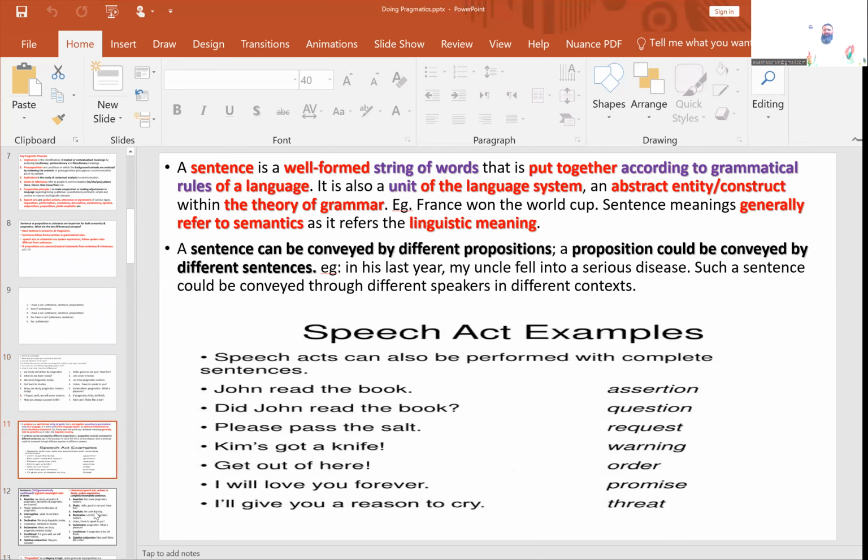Now, here we have a formal expression. Who will read it? Yes, Sarah, you can read it. Okay, no, Raghav wants it. Okay, Raghav, you can read it and Sarah will follow.